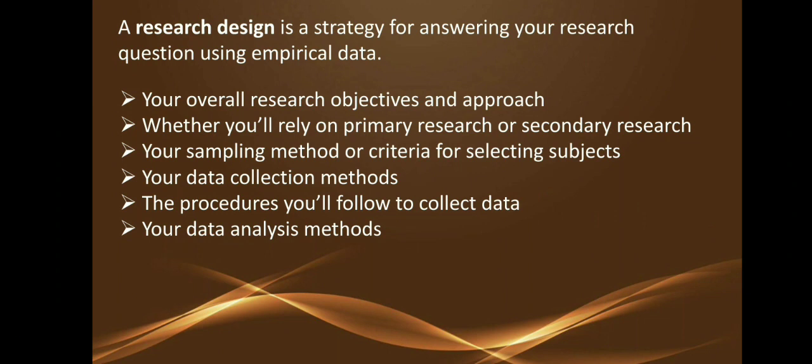First is your overall research objectives and approach. Also, whether you rely on primary research or secondary research. The primary research is a type of data collection that you undertake yourself or firsthand. And also the secondary research is the data that has already been collected. So the third one, your sampling method or criteria for selecting subjects. So the sampling method is all about the probability and non-probability.